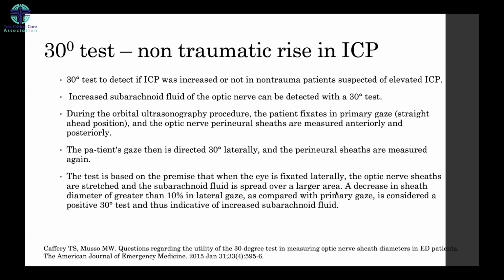So if the decrease in the sheath diameter is greater than 10% in the lateral gaze compared to the primary gaze, then it is considered a positive test, and it is indicative of increased subarachnoid fluid. And you can look for the CSF opening pressure, and then you can also diagnose. So this is one of the non-invasive ways to screen for idiopathic intracranial hypertension also.